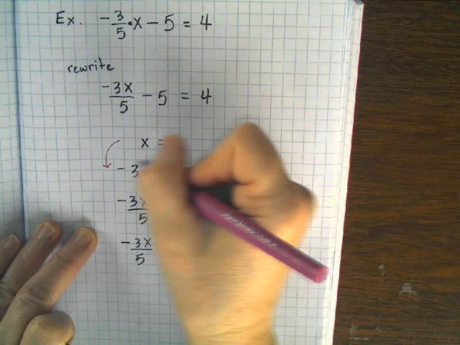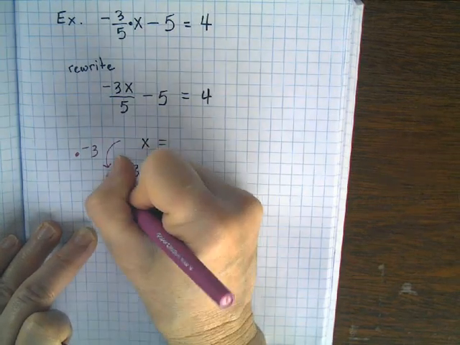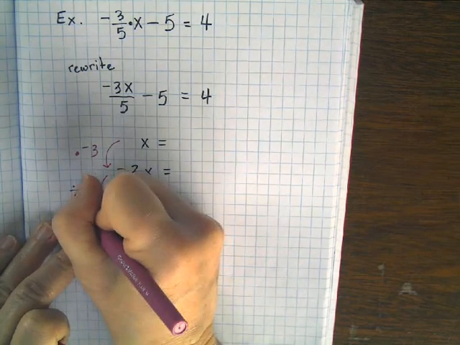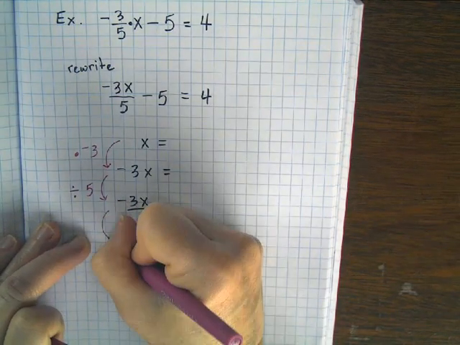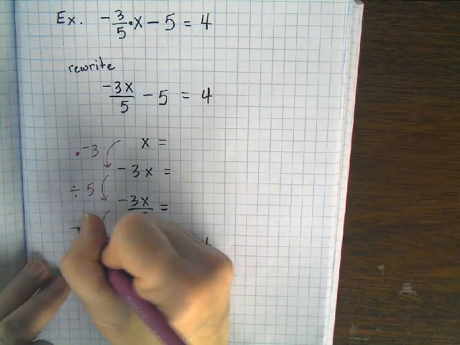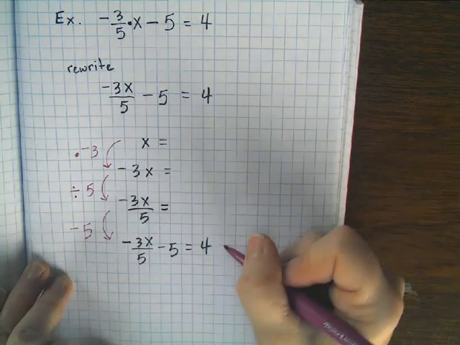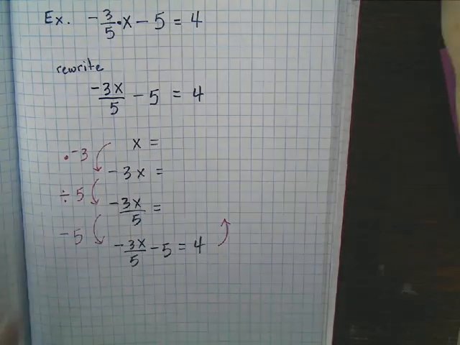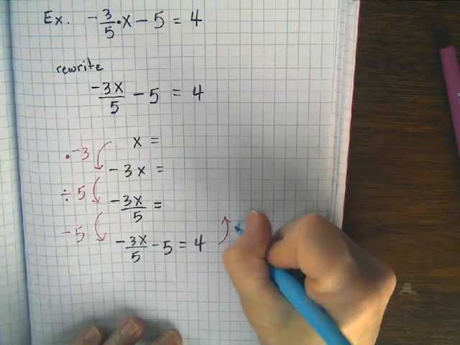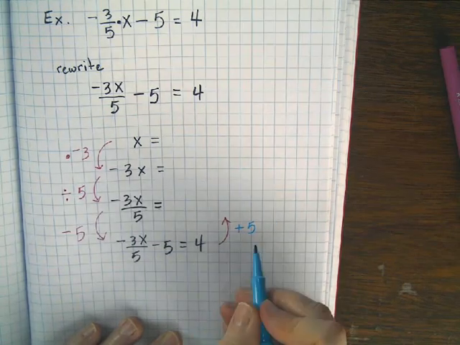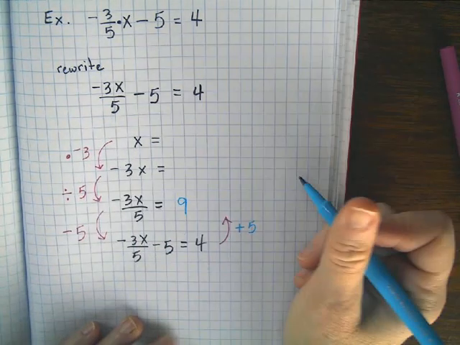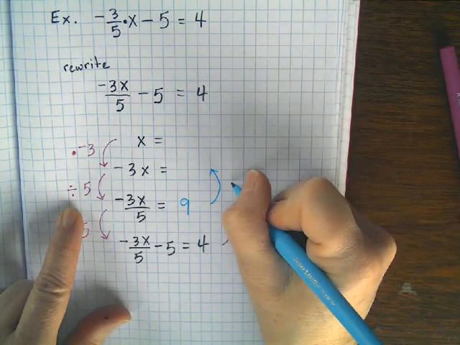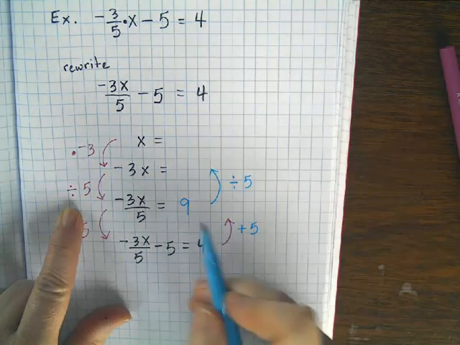So x is being times by negative 3. What's new here? It's being divided by 5. And then what's happening here? It's being minused by 5. So now I need to do the opposites. The opposite of minus 5 is plus 5. So 4 plus 5 is 9. Then I need to divide by 5. So divide by 5. 9 divided by 5.